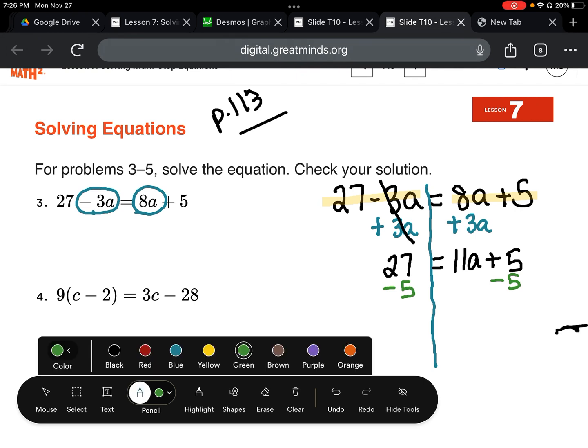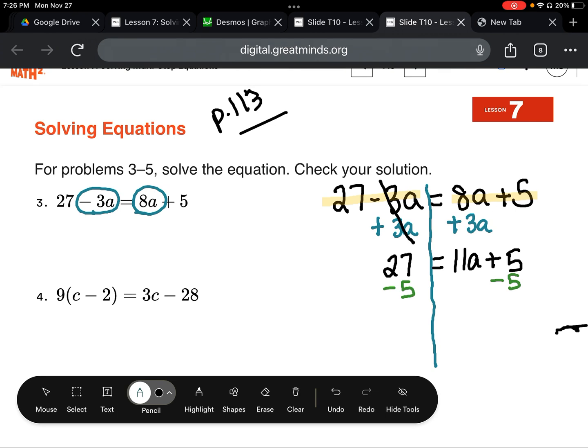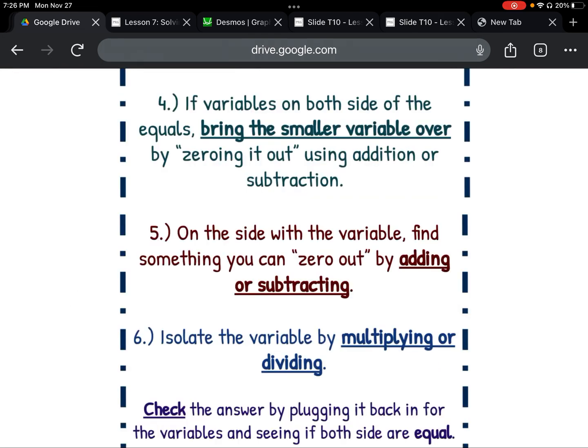And again, after every single step, we are practicing rewriting that equation. 27 minus 5 is 22. And over here, 5 minus 5 is 0. So we're left with just 11a.